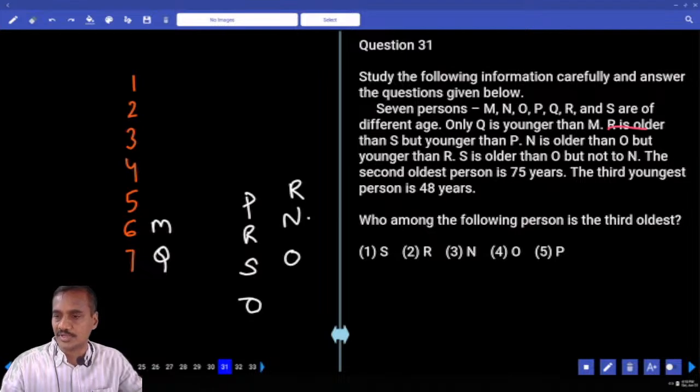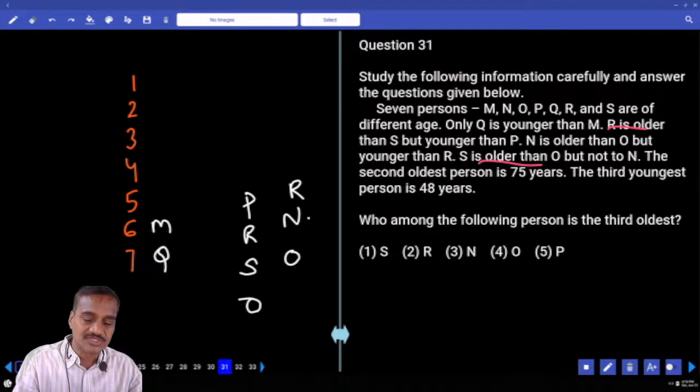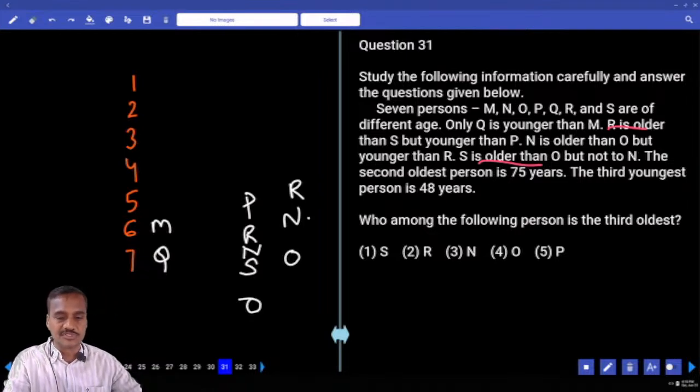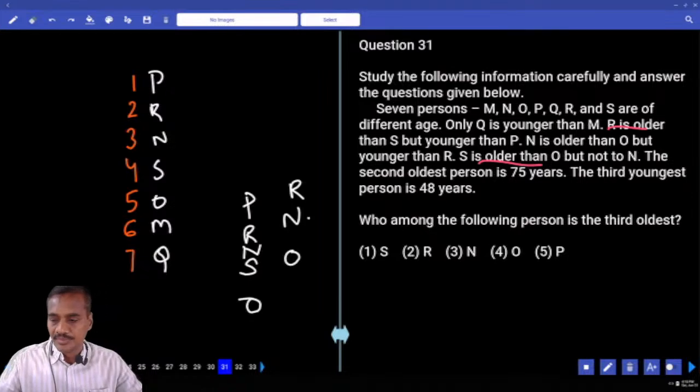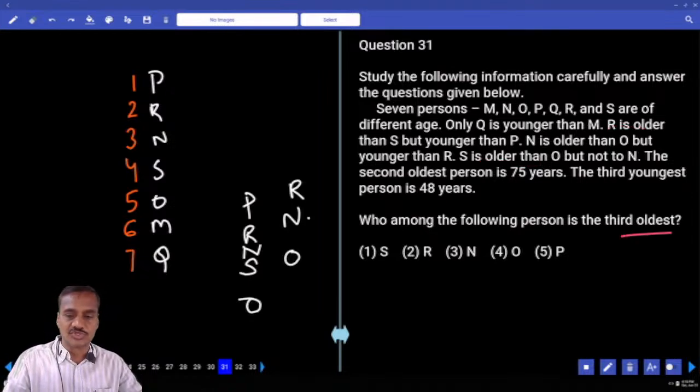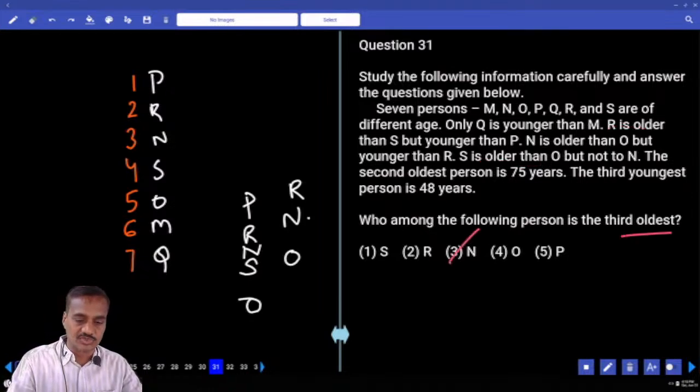N is here, అవునా కదా? And S is older than O, but not to N. S is not older to N. S is younger to N. And the remaining persons P, R, N, S, O. Now P, R, N, S, O. మరి సరిపోయిందా లేదా? Then which of the following is the third tallest? Third tallest ఎవరు చెప్పండి? N, that is choice 3, question number 31.